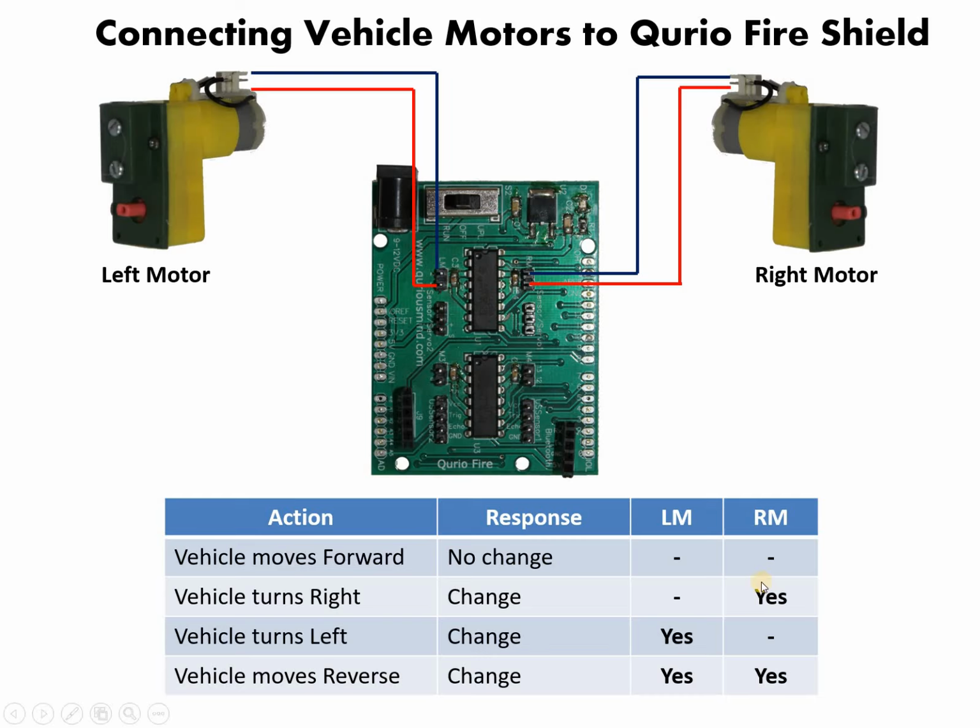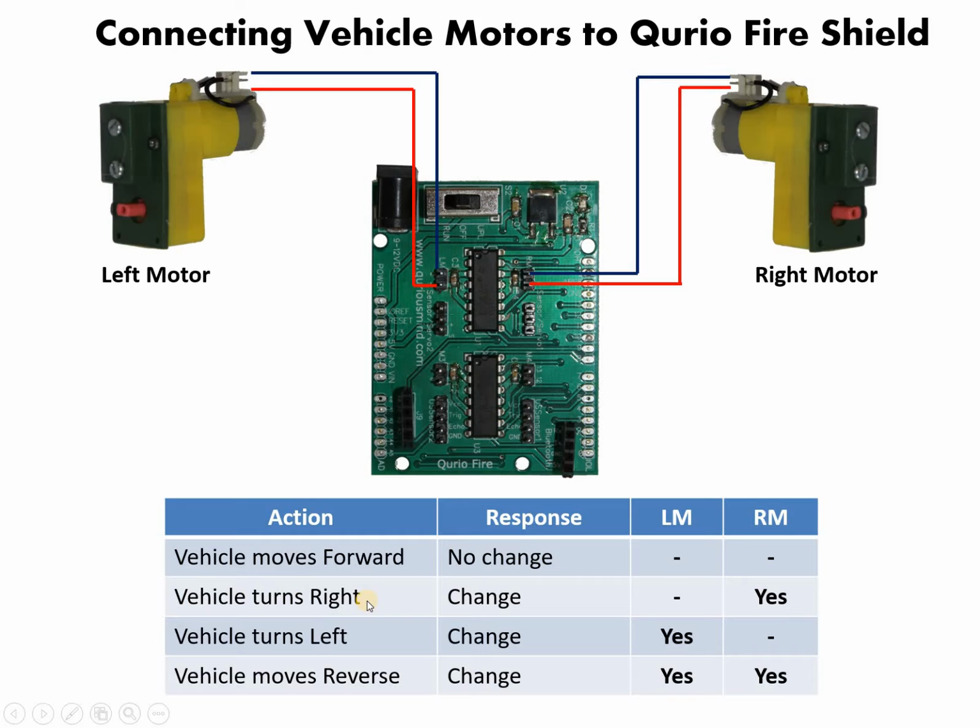So what we need to do is interchange the RM connections. So the right motor's connections here at this point, we need to interchange. That means where the red wire is connected, we should connect the blue wire, and where the blue wire is connected, there we should connect the red wire. So we interchange the connections of the right motor in case the vehicle is turning right.